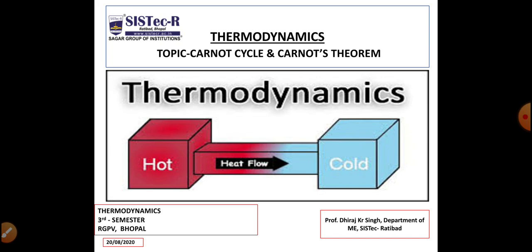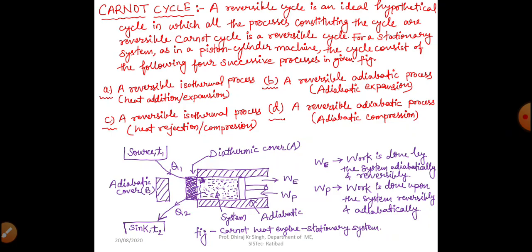Dear students, today we are going to discuss Carnot Cycle and Carnot's Theorem. So let's start the class. What is Carnot Cycle?